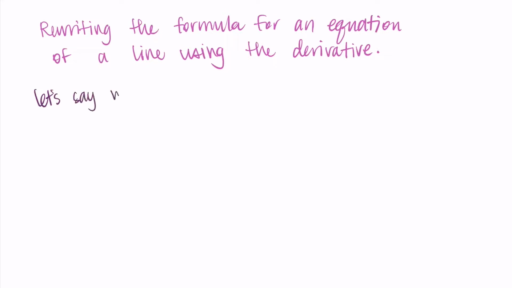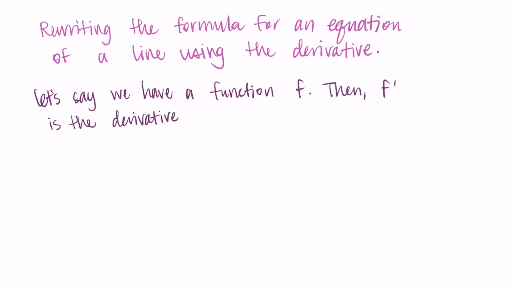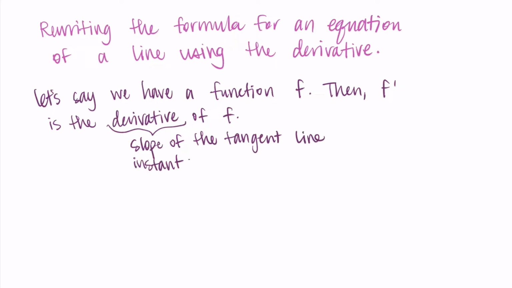Alright, so let's say we have a function, let's call it f. Then if you remember, we use the notation f prime to be the derivative of the function. And again, just to make the connection, the derivative is also the slope of the tangent line, or you could call it the instantaneous rate of change. So anytime you hear the word derivative, you can be thinking of the slope of the tangent line or the instantaneous rate of change as meaning the same thing.